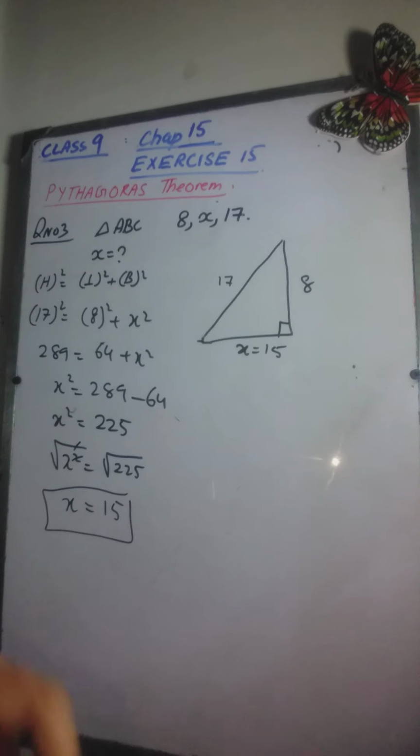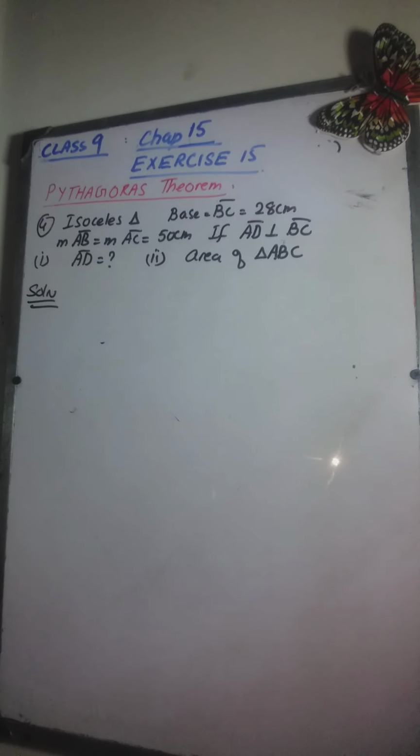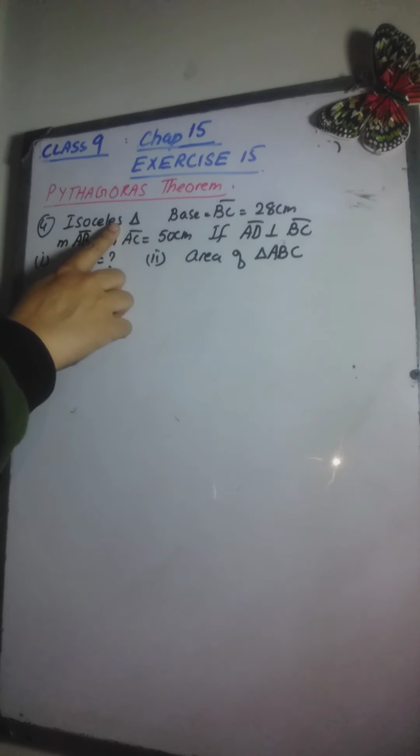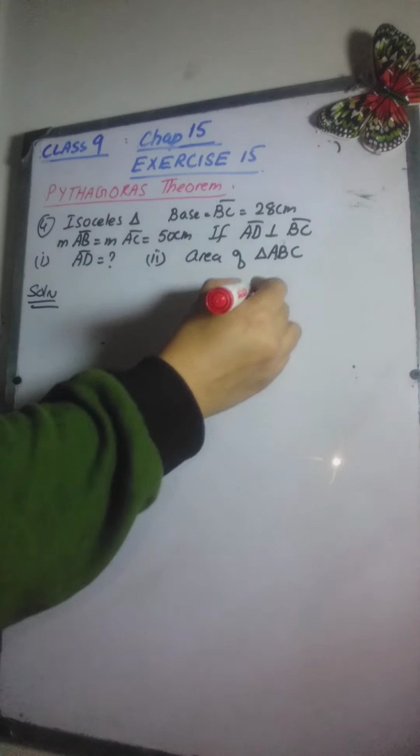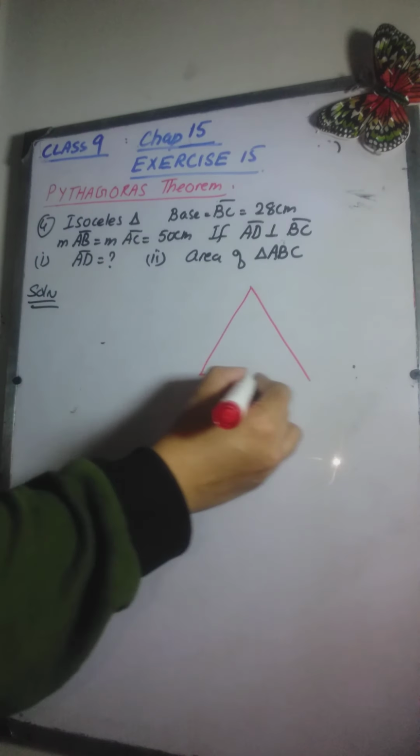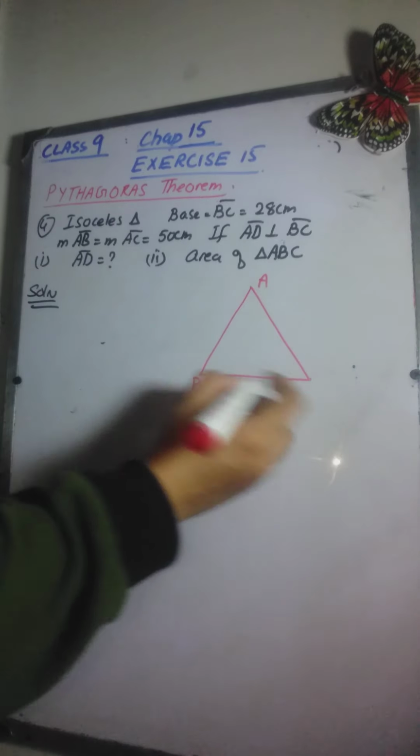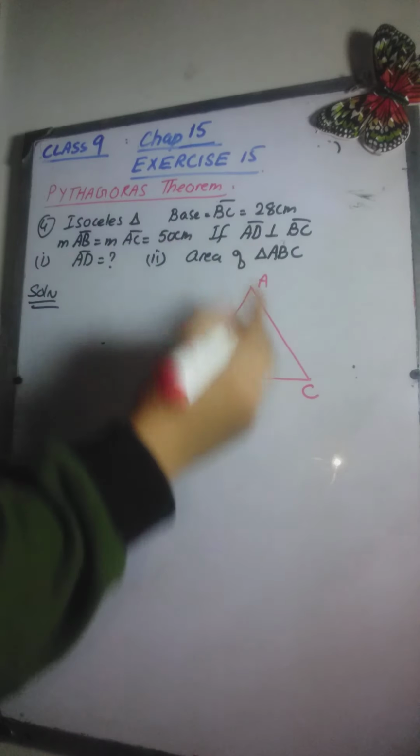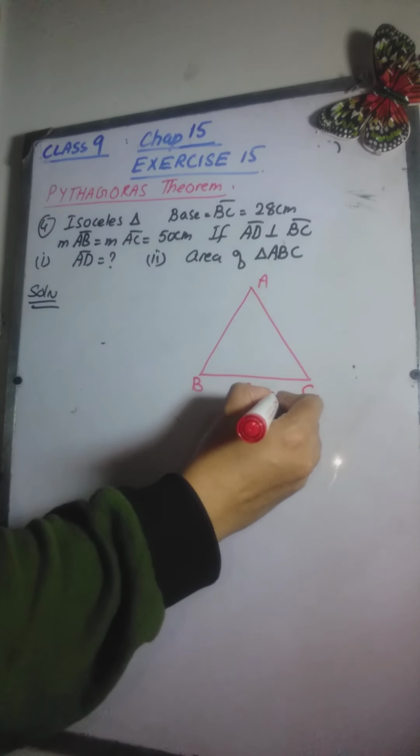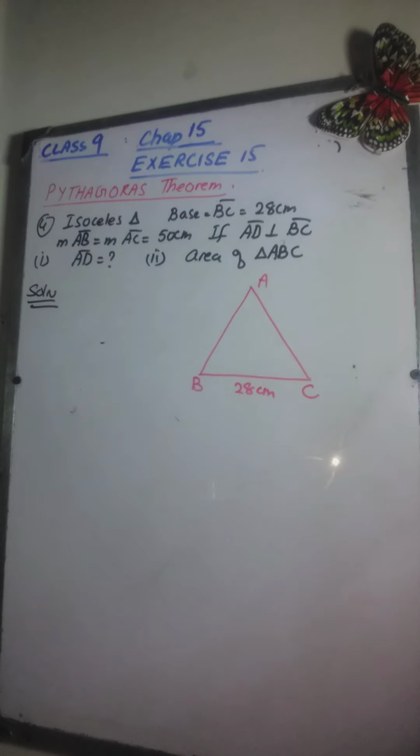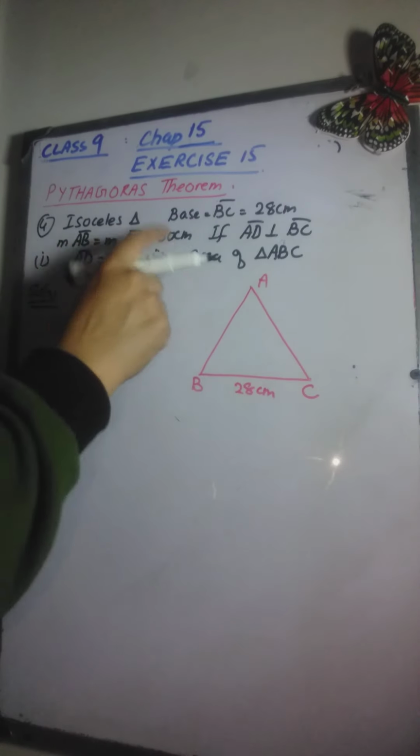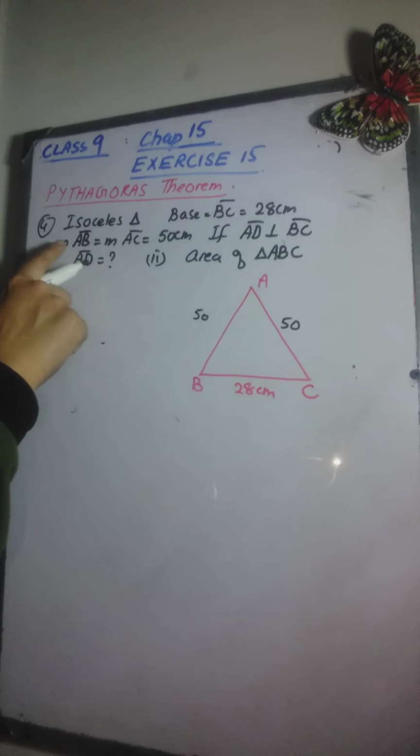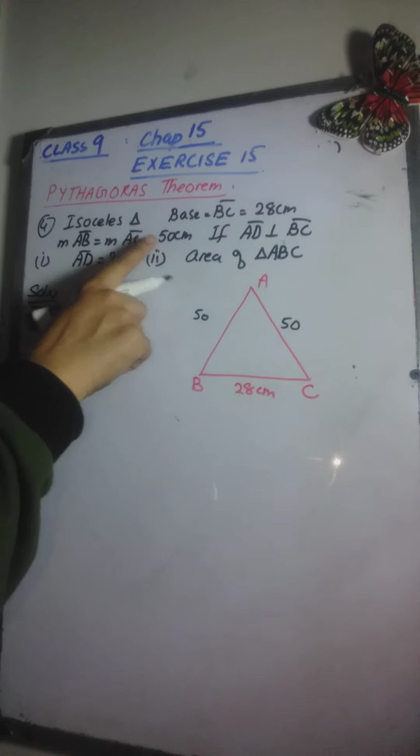So let's move to the next question. Now in question number 4, we are given an isosceles triangle ABC. BC is equal to 28 centimeter, and AC and AB are equal, and both are equal to 50 centimeter. The measurement of AB is equal to the measurement of AC, and it is equal to 50 centimeter.